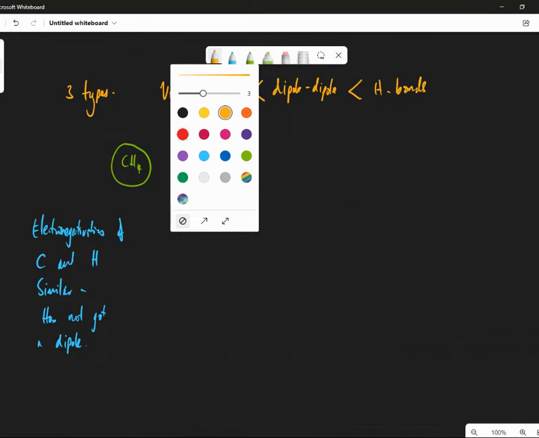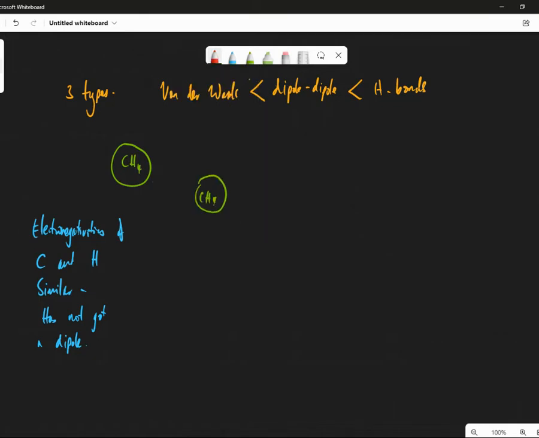All right, but because of the vagaries of quantum mechanics, sometimes you can get more electrons over on one side of the molecule than the other. So purely because of a random effect.